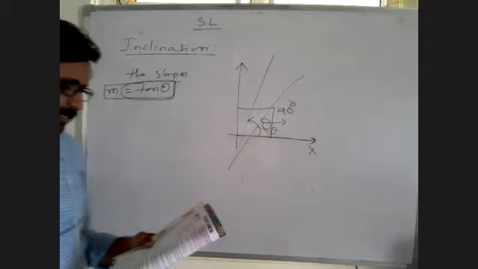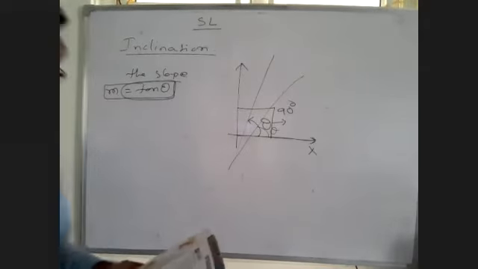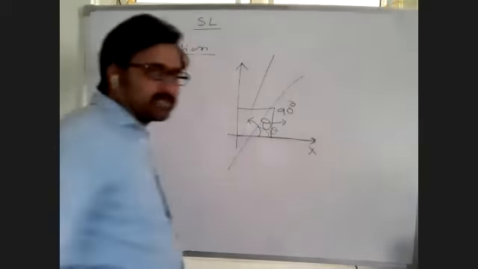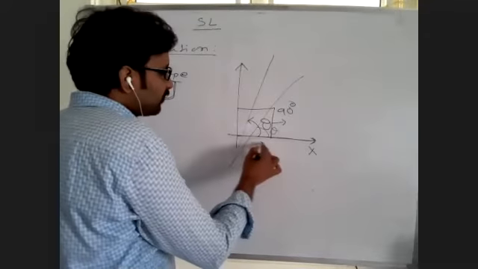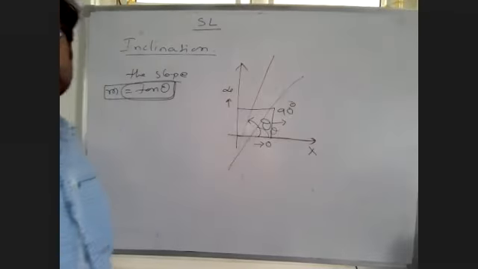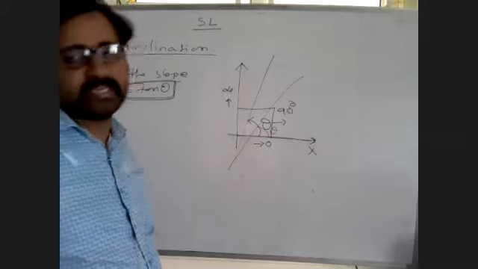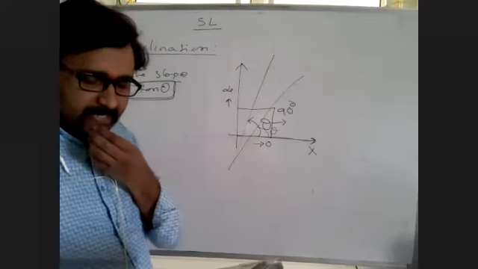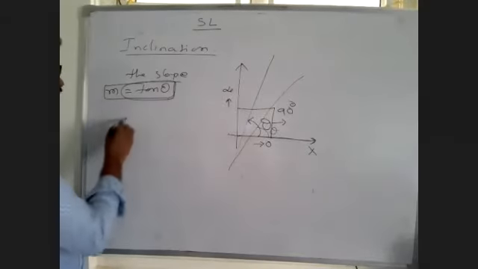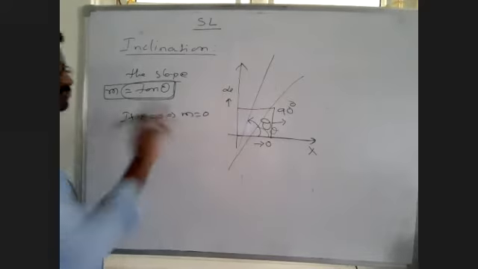If the inclination of a non-vertical line is theta, then tan theta is called the slope of the line, usually denoted by m equals tan theta. The slope of a horizontal line, the x-axis, is always 0, and the slope of a vertical line, the y-axis, is always infinity, not defined. If theta equals 0, the slope is also 0, m equals 0, because tan 0 is 0.